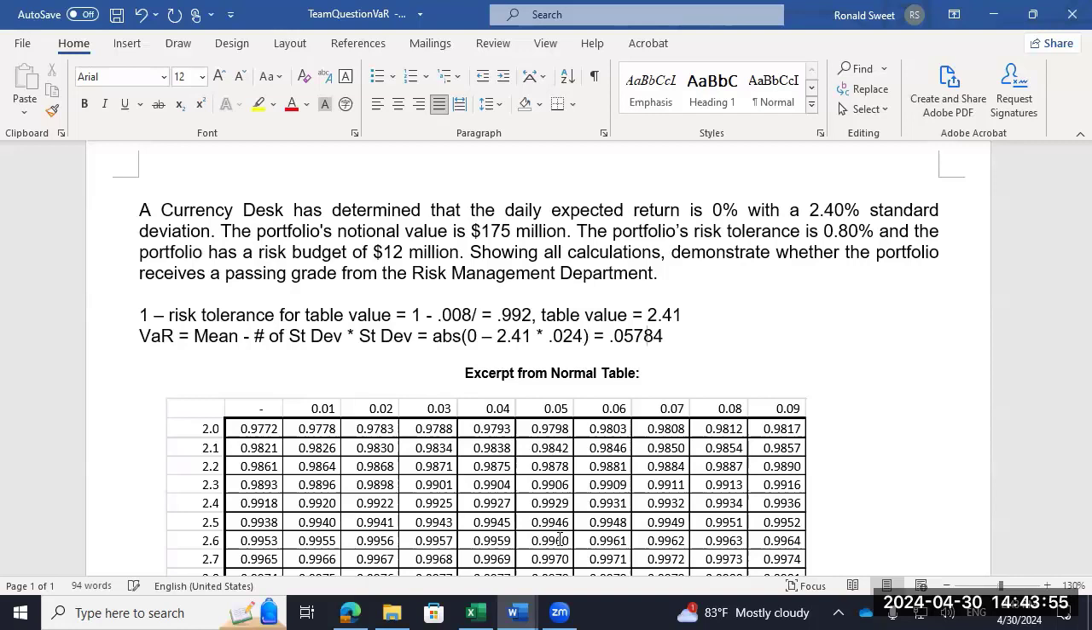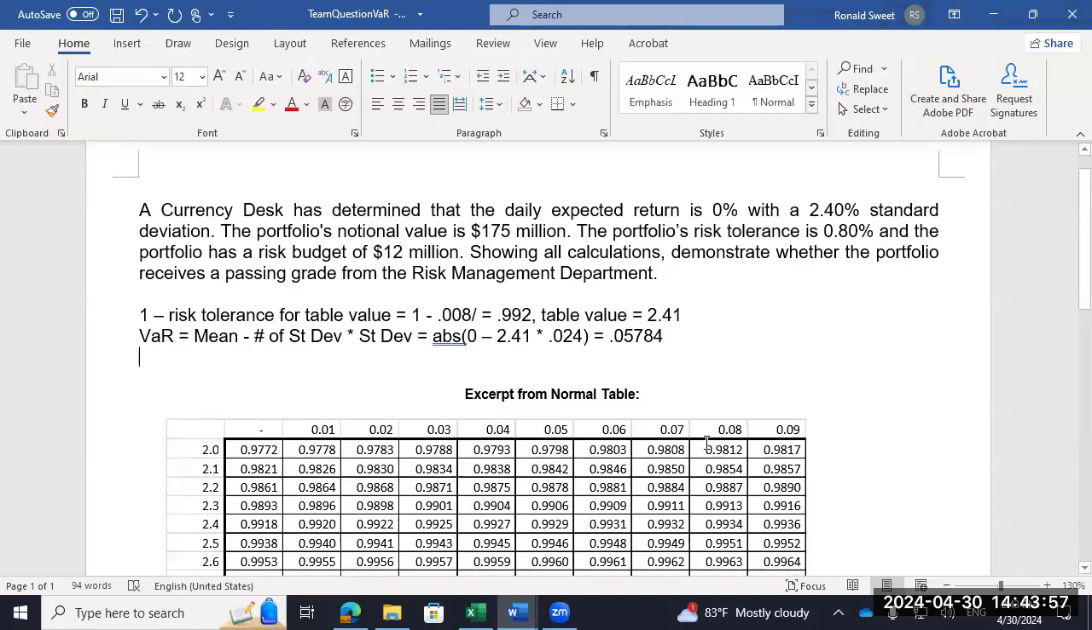All right. Problem is, their budget's in dollars. So you have two choices. You can take 12 million and divide it by 175 million, or you can take 175 million times your VaR. Either one of those works. So VaR in dollars is going to equal 175 times 0.05784.